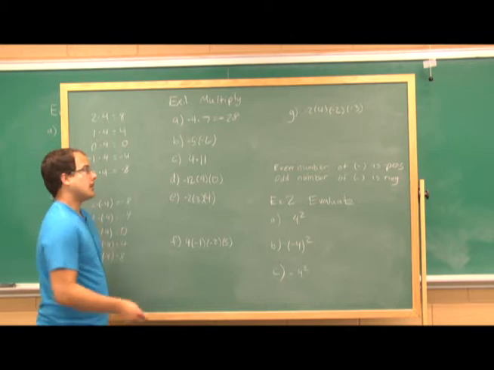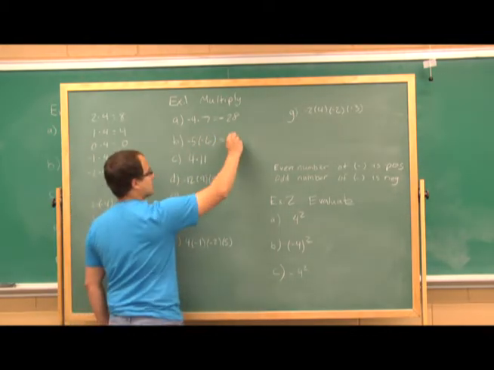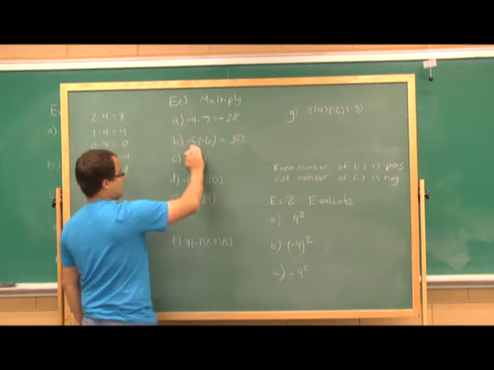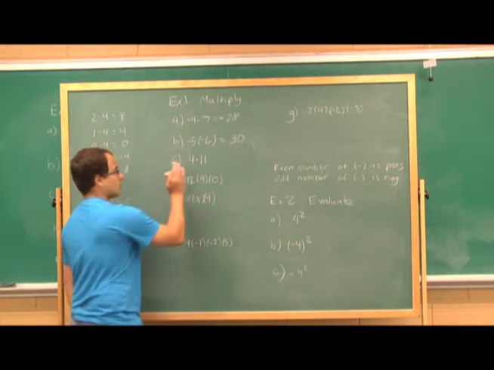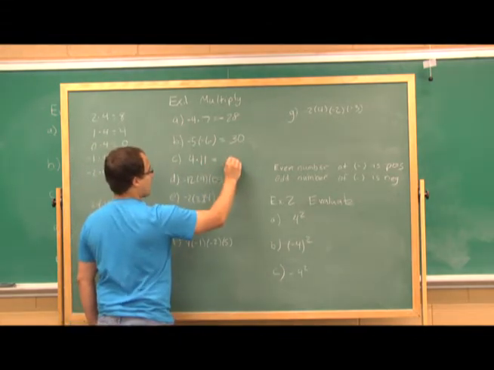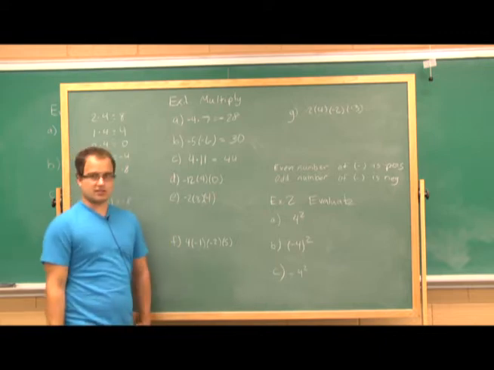B, negative 5 times negative 6. Well, 5 times 6 is 30. Because they have the same sign, it's a positive answer. C, 4 times 11 is 44. They're both positive, so it's a positive answer.